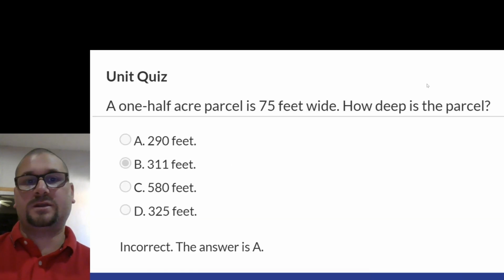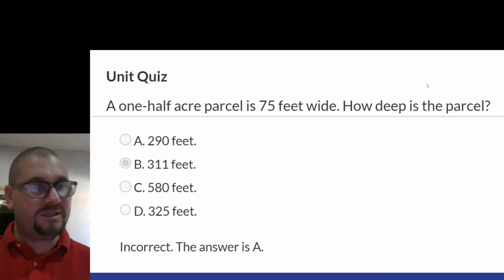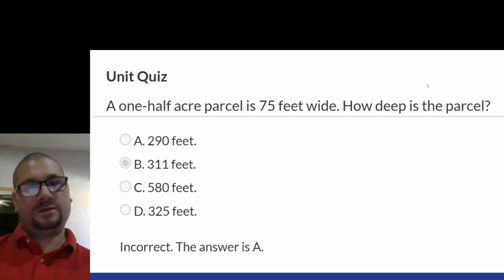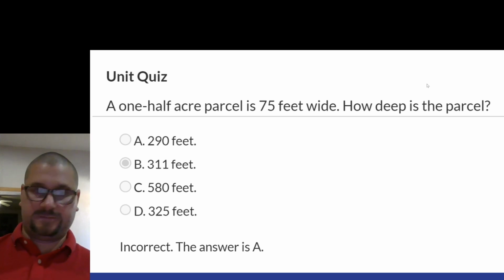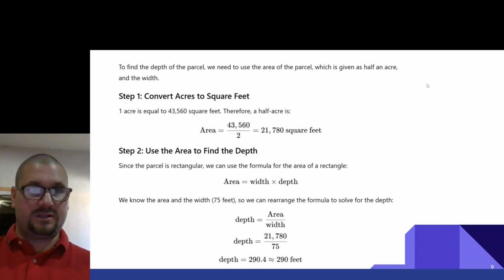A 1/2 acre parcel is 75 feet wide. How deep is the parcel? The answer is 290 feet. So to find the depth of the parcel, we need to use the area of the parcel, which is given as 1/2 an acre, and the width.